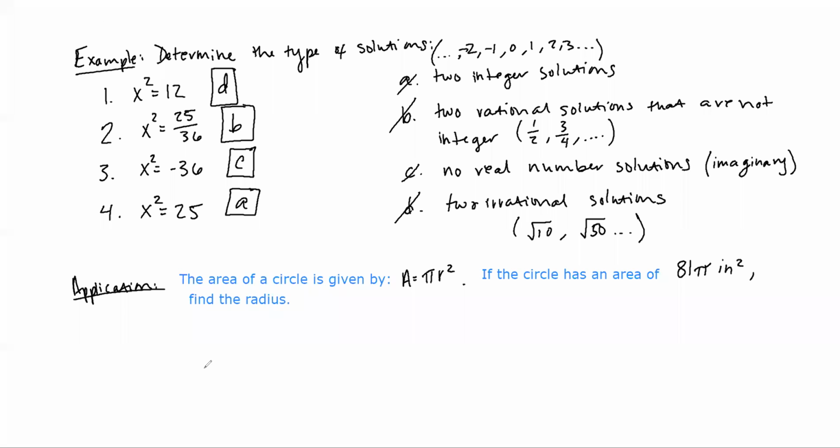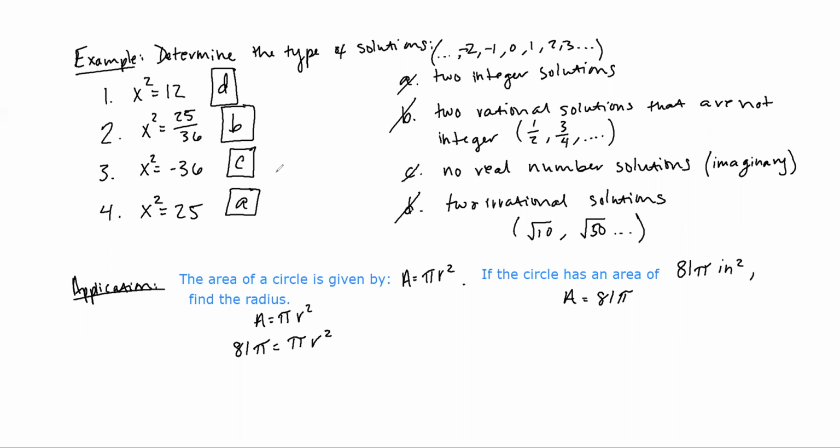All right, so let's see. We're told that the area of a circle is given by pi r squared. And the circle that we're working with has an area of 81 pi inches squared. And we're told to find the radius. So our formula is A equals pi r squared. The area that we're given is 81 pi. Now we can take this and plug it in for A over here because that's our area. So we know 81 pi equals pi r squared.